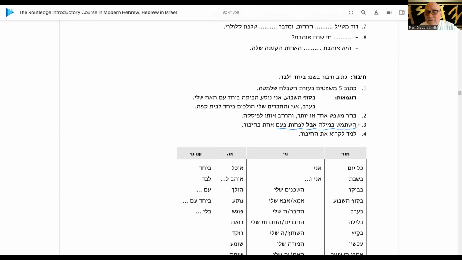Okay, so it's saying here, hishtamesh bamila aval, use the word but, at least once in the essay. Okay, let's see, there's a lot. Basically they're wanting us to take all these words and construct 5 sentences that use all of these words. Lemad, likro et hachibur.